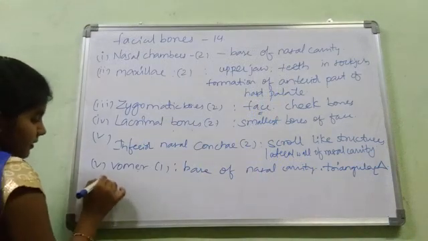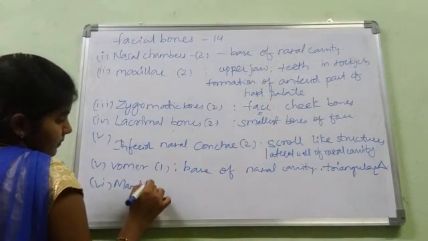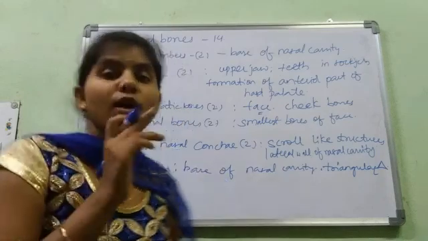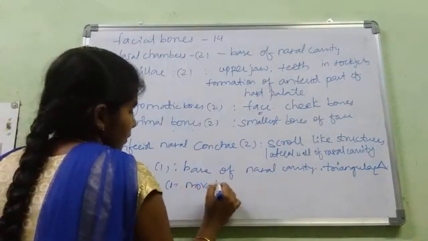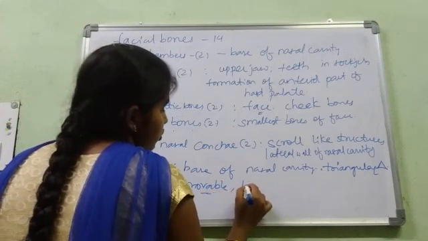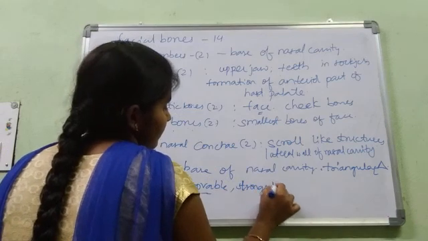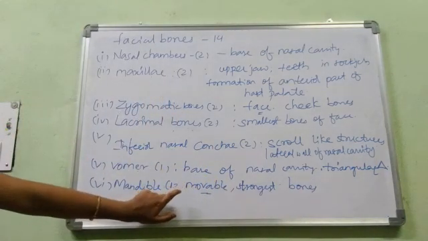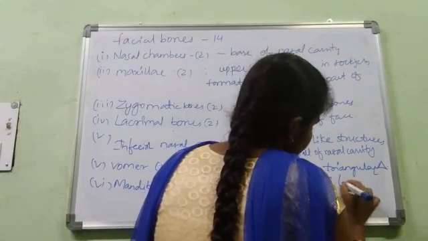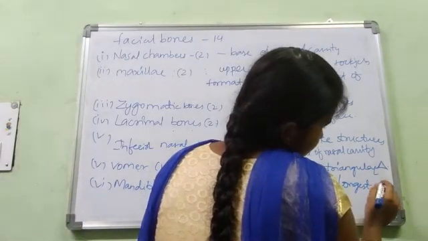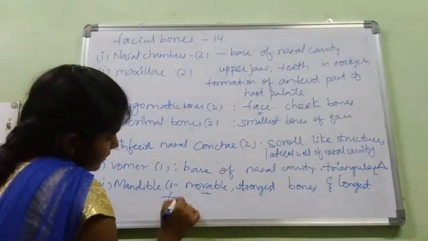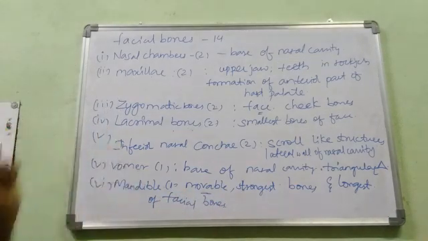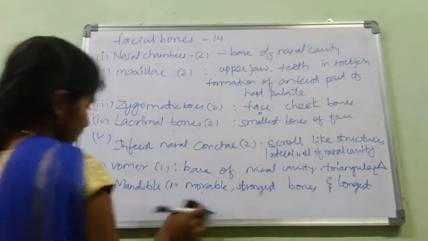Okay. And the mandible. This is also one. See, this is called the mandible. This is the only movable one, and this is the strongest bone. See, this is the strongest bone and the longest bone. Strongest and longest bone of the facial bones. This is the only movable one. Now, okay, let us discuss the other one.